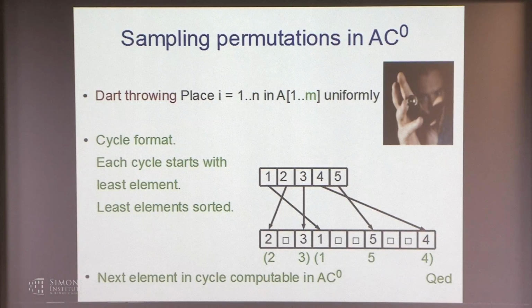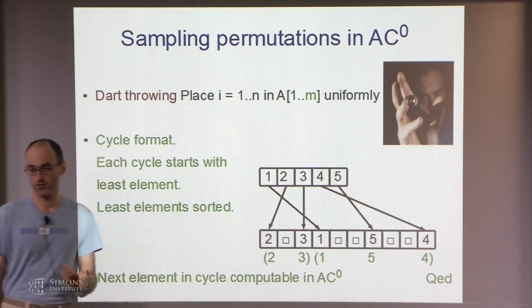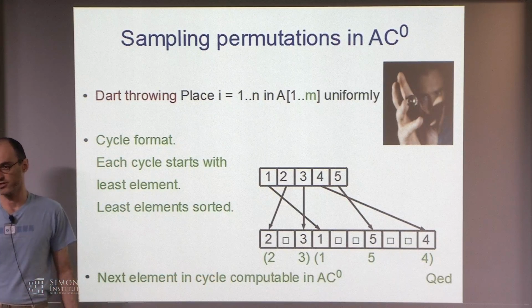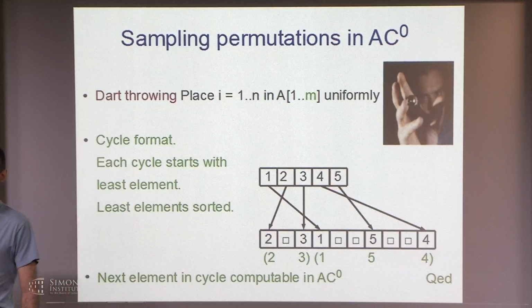That's how you sample permutations in S0. But do you get the uniform distribution? Conditional on no collisions, yes. If you have a collision, then you just abort. But you can recognize whether you have collisions or not, so you can opt for something with that.